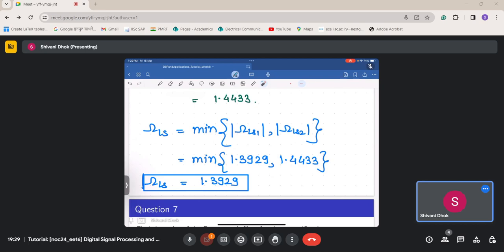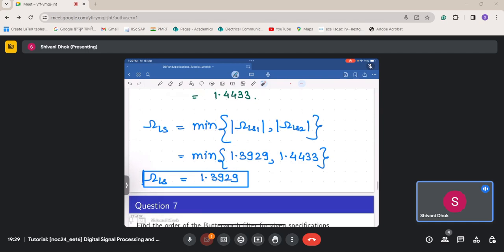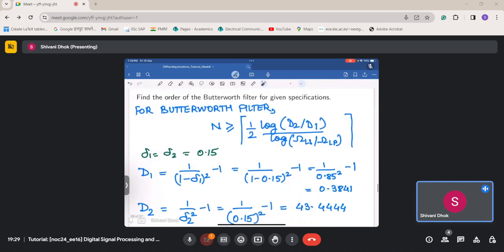Okay, now once we have this, it is sufficient information to find out the order. Again, I mentioned that this step is specific only when you are asked to design a filter other than a low pass filter. If you have to design a low pass filter, you don't need to do this particular step, and you can directly jump to the step where you need to figure out the order of the filter.